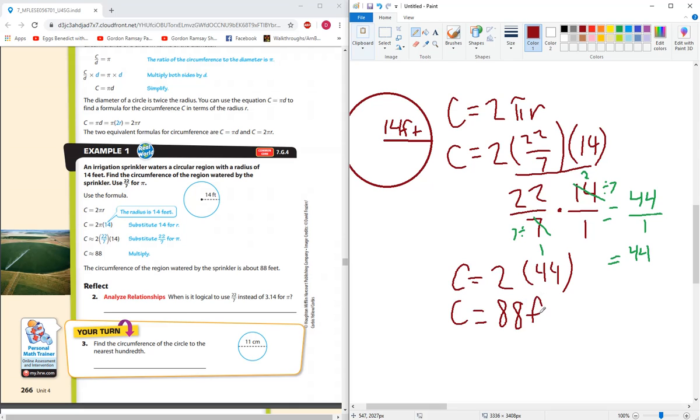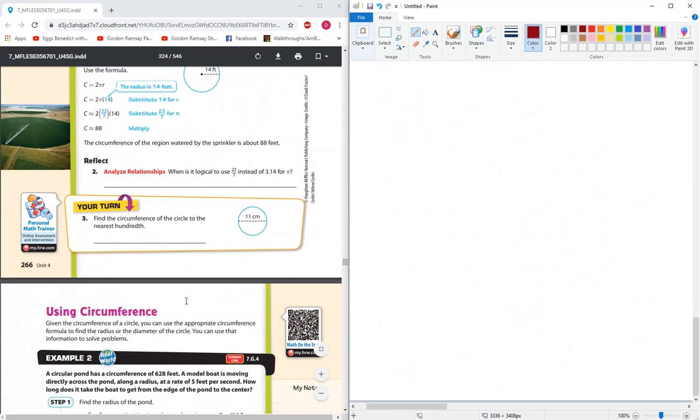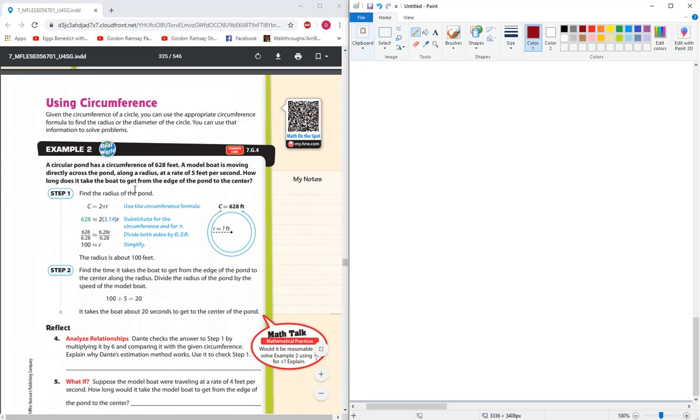88 feet. All right, so that's how you use both of them, but there's a part of this that's a little bit hard. It's a multi-step problem having to do with this. A circular pond has a circumference of 628 feet. A model boat is moving directly across the pond along a radius at a rate of 5 feet per second. How long does it take to get the boat from the edge of the pond to the center?